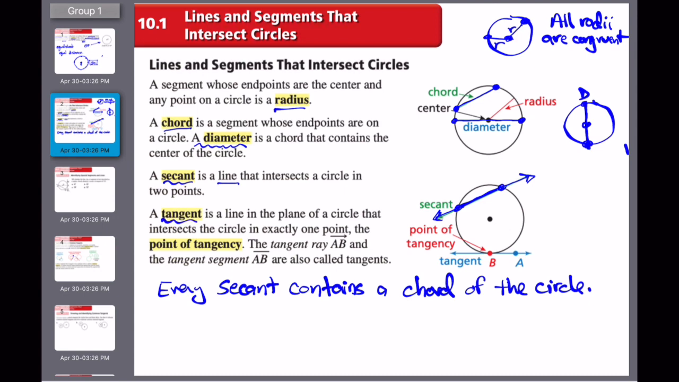Next is our tangent line. Tangent lines touch circles at only one point, and exactly one point. And that one point gets a special name. It's called the point of tangency. So in this picture, point B is the point of tangency, and line BA is the tangent line.